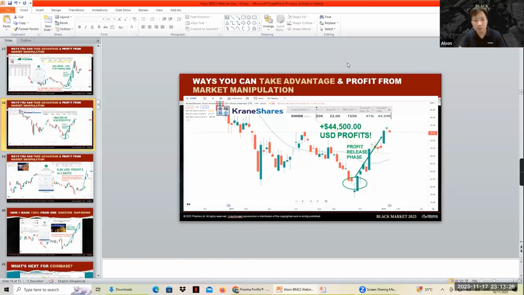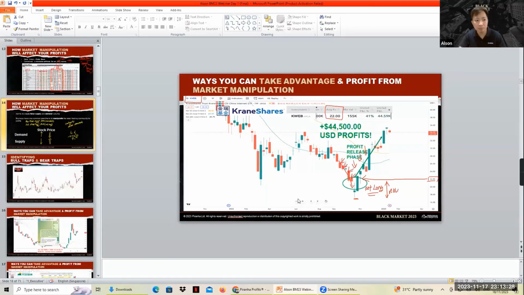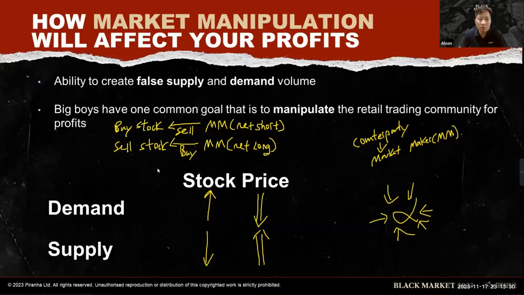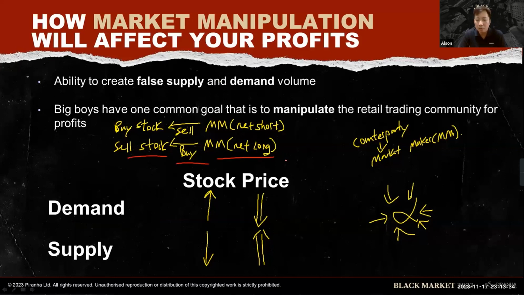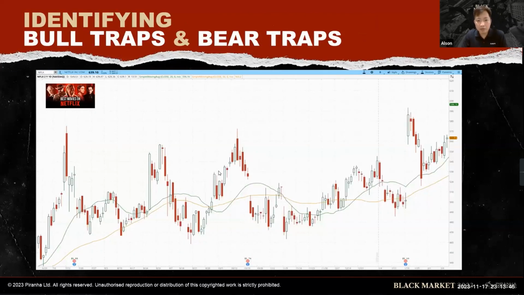Right, so this is an example that I just wanted to share. When a lot of people sell, the market maker buys. When the market maker becomes net long, it's in his interest to push up the price. This is a very important concept that all price action manipulation traders need to know. And I'll share with you this example from Netflix stock.